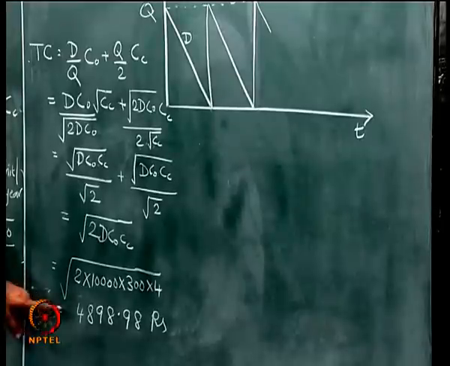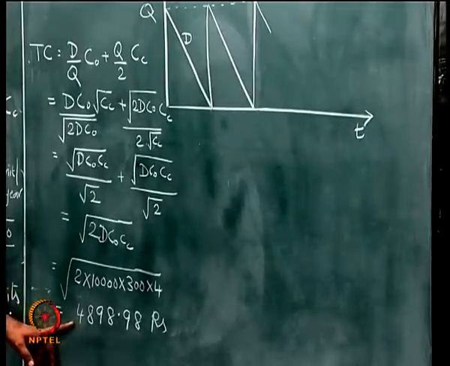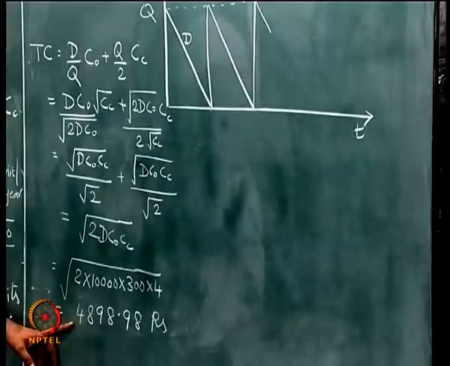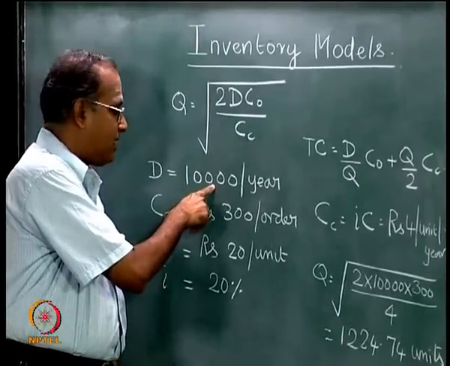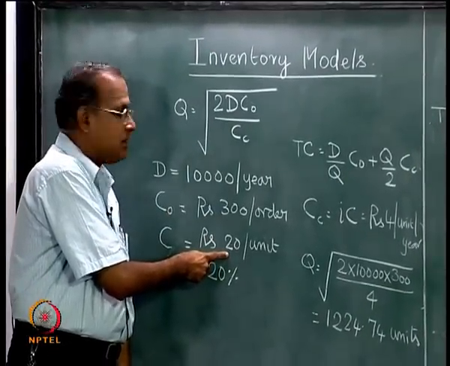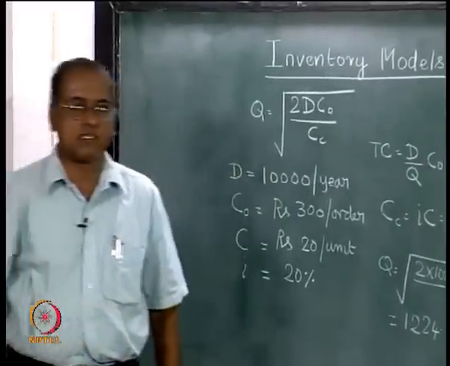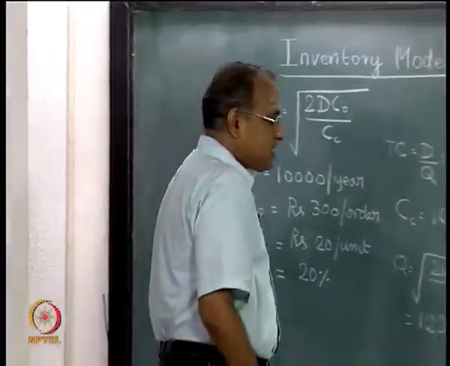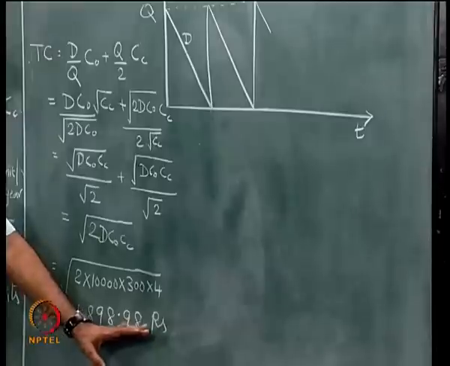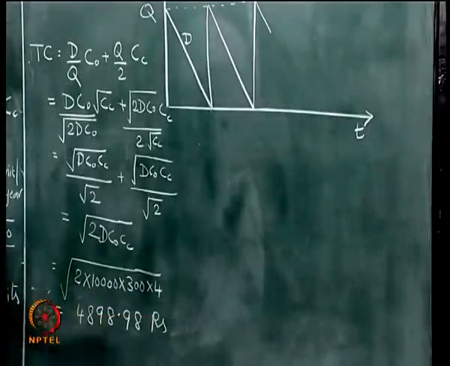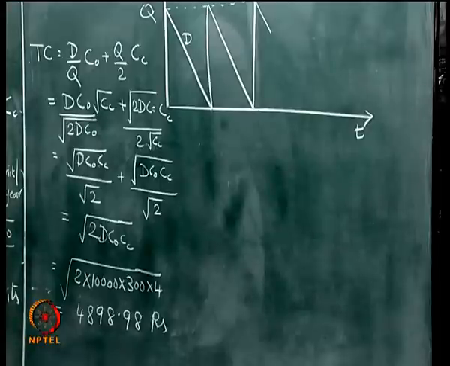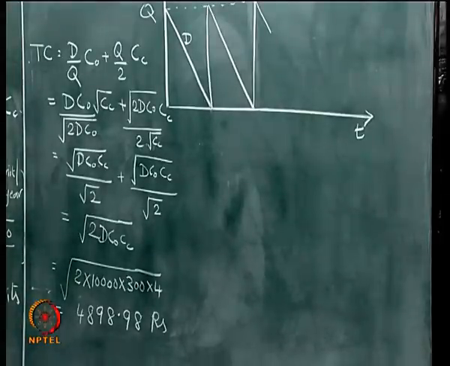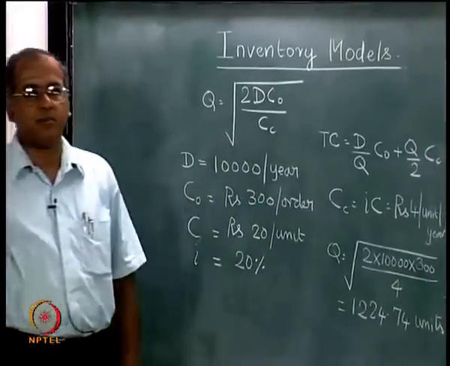Now this quantity does not include the actual cost of the item. The actual cost of the item, if we take a 1 year period, will be 10,000 is the demand per year, say 20 is the unit price. So 200,000 will be the actual cost of the item. If we say that the total inventory cost is 4898.98, it means we are only giving the order cost plus carrying cost for the year, and we have not included the actual cost of the item. If we say 204898.98, it means we have also added the actual cost of the item per year.